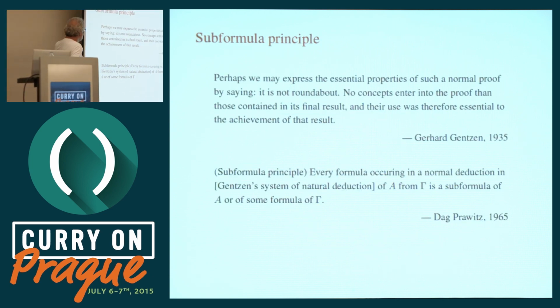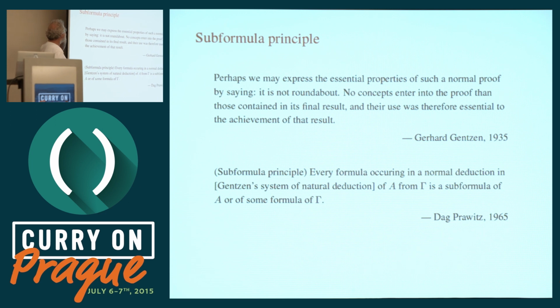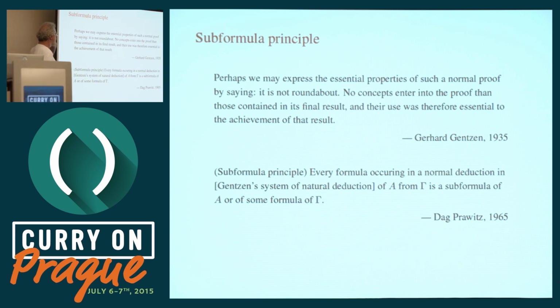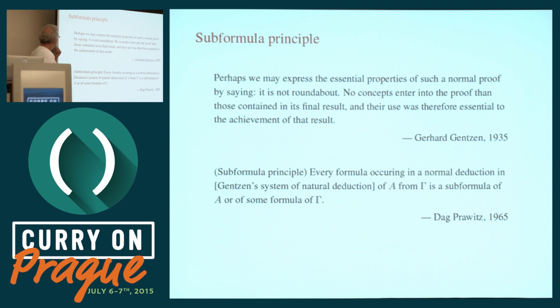Here's what Gentzen said. Perhaps we may express the essential properties of such a normal proof by saying it is not roundabout. No concepts enter into the proof other than those contained in its final result, and their use was therefore essential to the achievement of that result. So it says you can prove everything directly.